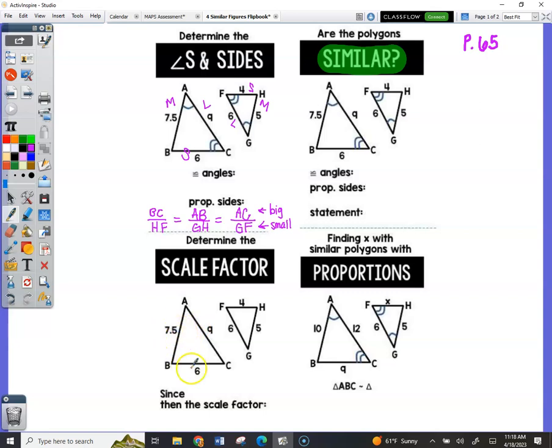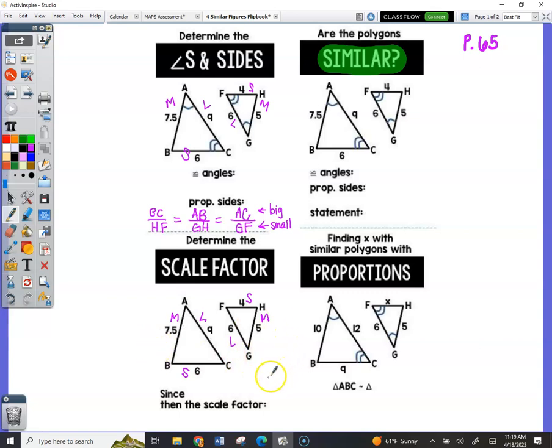So this is 7.5, 6, and 9. So once again, this is my small, my medium, and large. Then I've got 4, 5, and 6. So here's small, medium, and large. If I say, what's the scale factor, you can pick any two sides, as long as they're the same type. So if you pick small from right here, then you have to pick small over here. You pick medium, you have to pick medium.